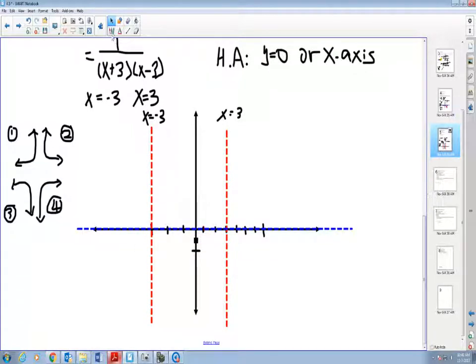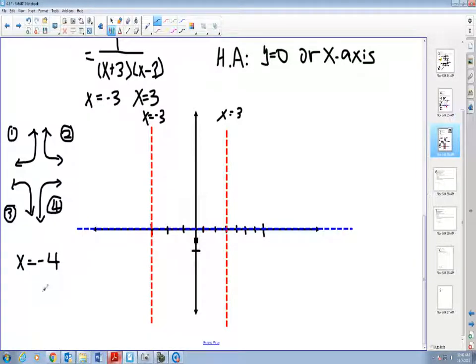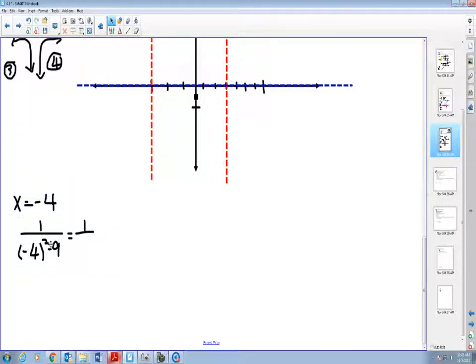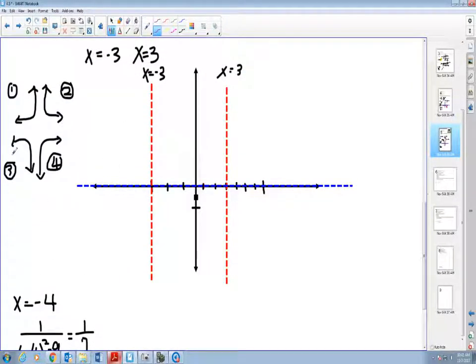So if I pick -4 for x and substitute into my function, 1 over x squared minus 9, that'll be -4 whole thing squared, minus 9. That's going to be 1 over... let me move this a little bit down, okay? That'll be 1 over -4 whole thing squared is 16, 16 minus 9. What's 16 minus 9? 7. That's 1 over 7, and that's positive. Positive means above the x-axis. Therefore, I have to choose number 1.